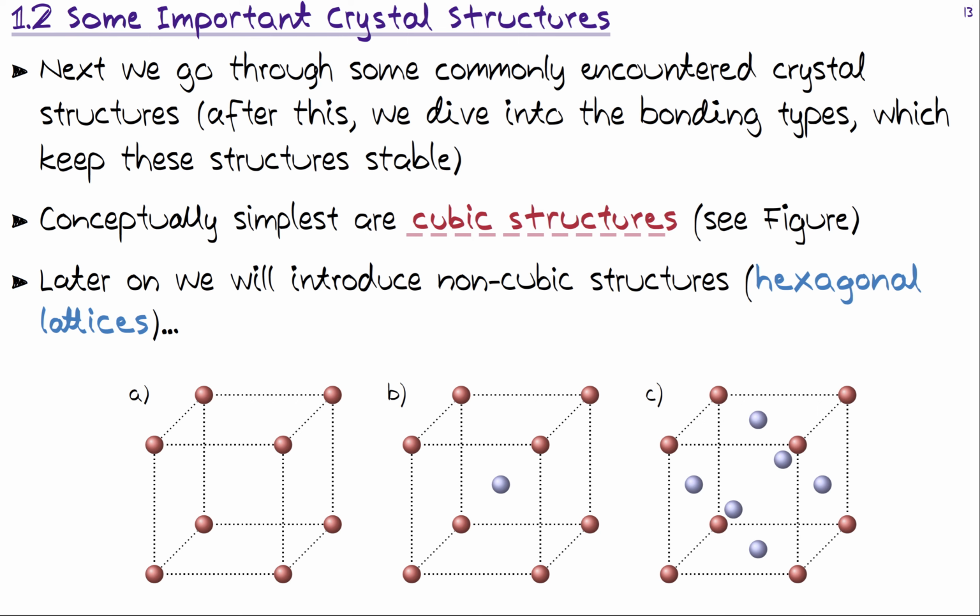And then in figure C, we have the face-centered cubic, where instead of having a lattice point in the center of the cube, we actually have six. Yes, can I count? 1, 2, 3... yes, six additional lattice points at the centers of the faces of the cube. So this is what we have in these kinds of lattices.